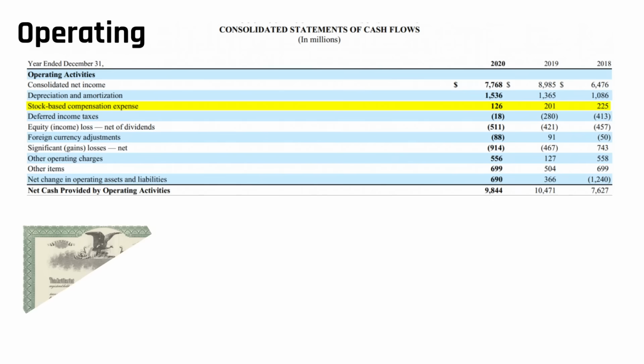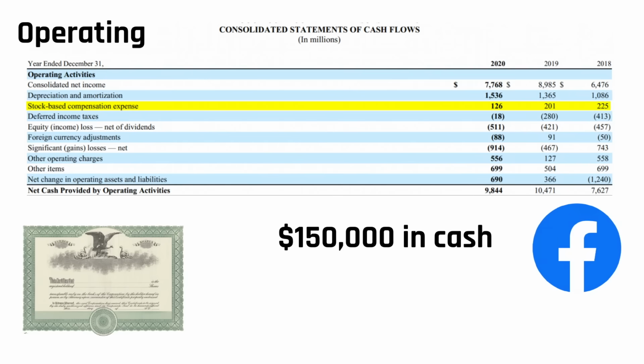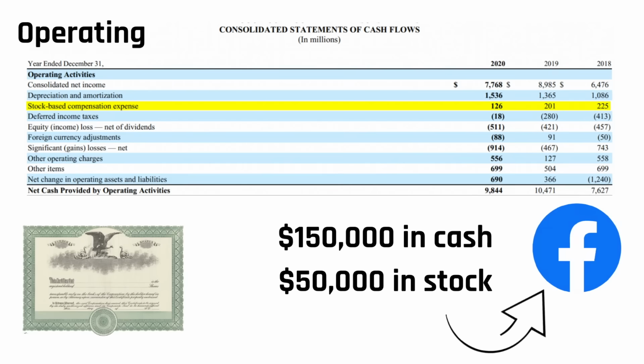This is simply when a company pays its employees in stock instead of purely just cash. So for example, let's say you work at Facebook. Each year, you may get $150,000 in cash and another $50,000 in stock of the company. This is a way companies try to encourage employees to stay employed with the company for longer and is very common in the tech industry.